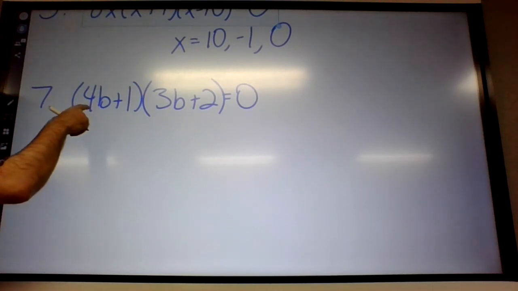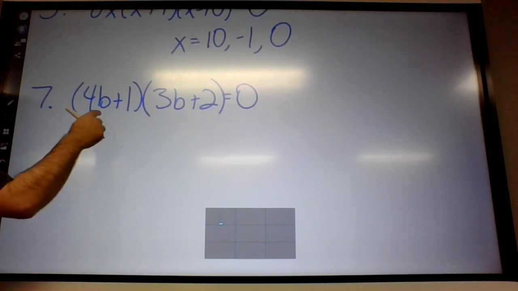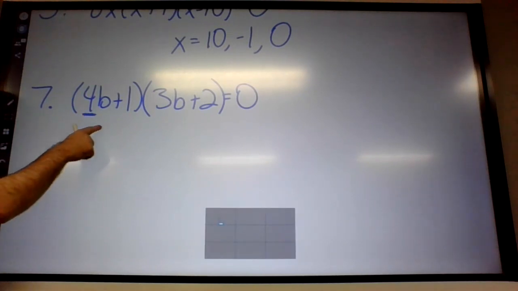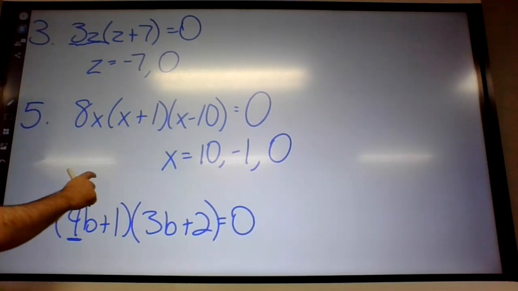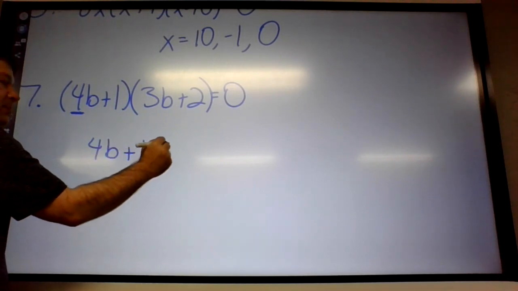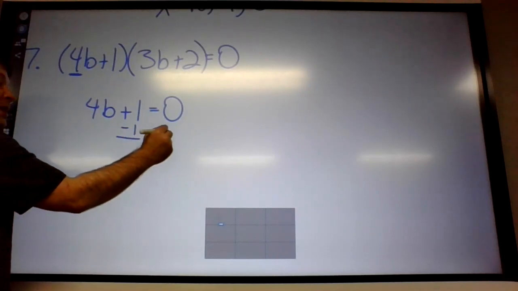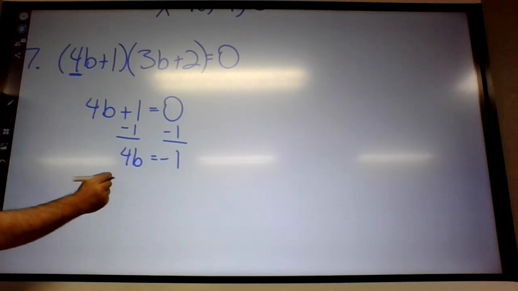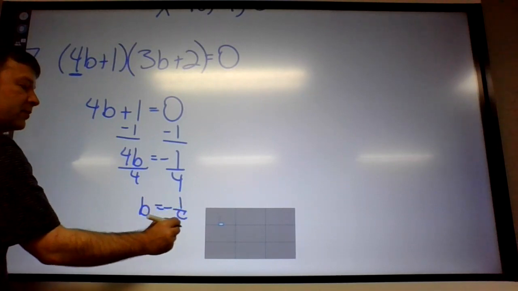So what makes this one different than the ones we've been doing? Why are these different? Okay, there's a number in front of the variable, which these didn't have. These were kind of easy, it's just positive 10 or negative 1. So how do we do it? Well, we need 4b plus 1 to equal 0, right? So what b value would make this equal 0? Divide by 4. The answer would be negative 1/4.